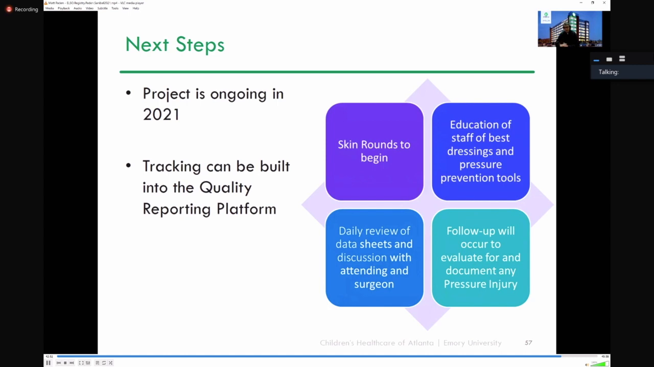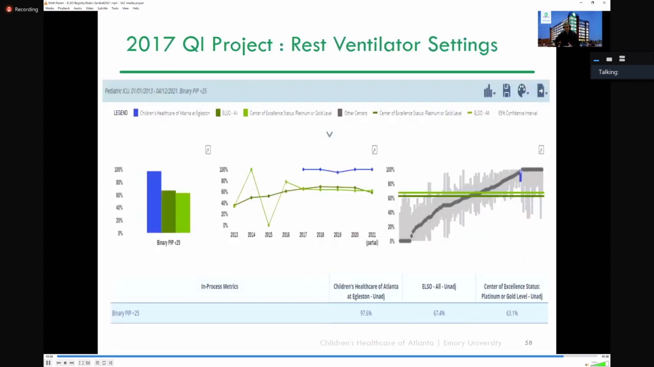Now, the other really important part of that quality reporting platform is you can build your tracking into it. We haven't done this for this current project because we're just up and running. But if I show you our 2017 QI project, we actually did do that for it. We had a problem at our center with patients not being put on their prescribed rest settings, that we would come in and their ventilators would be much higher than we had proposed. Now, the ELSO data here is in green, our data is in blue. I told you this was our 2017 project. If you go back and see our data from 2015 and 2016, only about 2/3 of our patients were actually on the prescribed rest settings. So at our center, you're supposed to be on a peak pressure of 20.